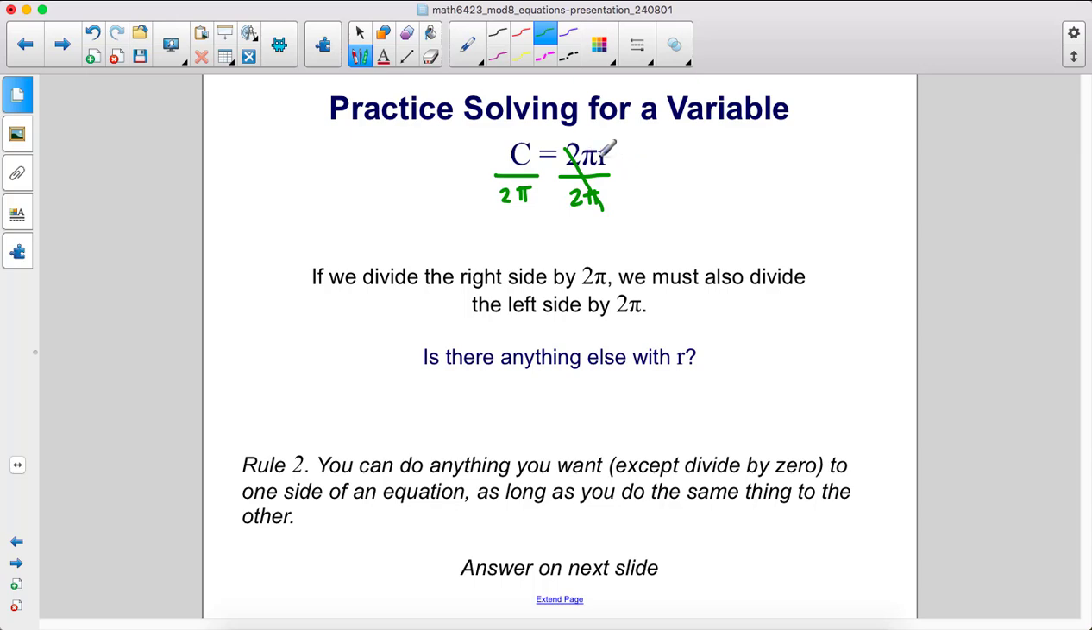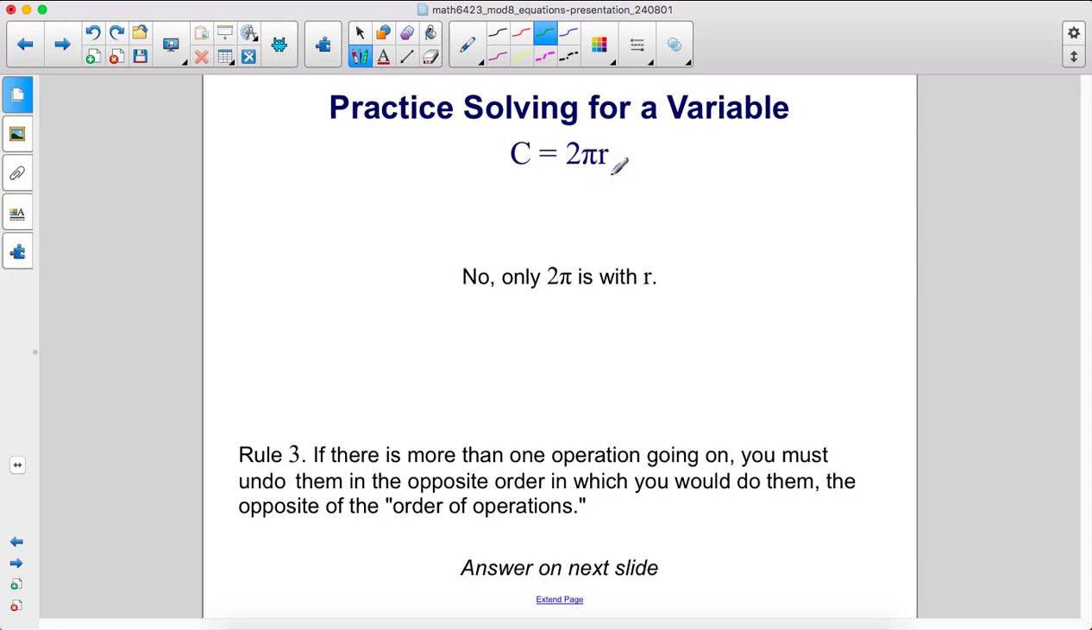Is there anything else with r? Don't forget, you can do anything you want except divide by 0 to one side of an equation, as long as you do the same thing to the other side. No, there's nothing else with the r, just the 2 pi. Remember, if there's more than one operation going on, you must undo them in the opposite order in which you would do them, which would be the opposite of the order of operations.